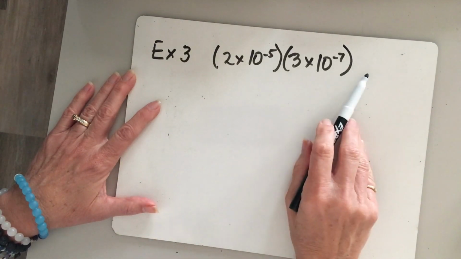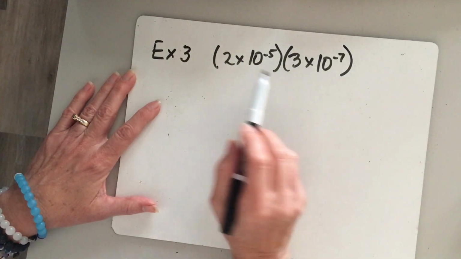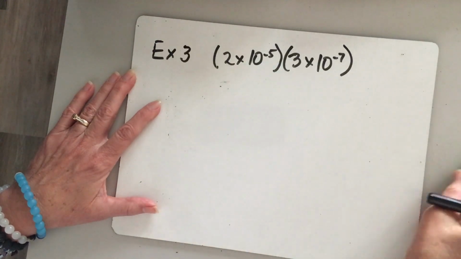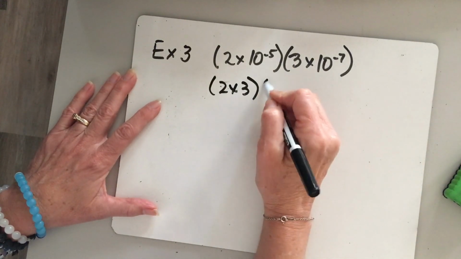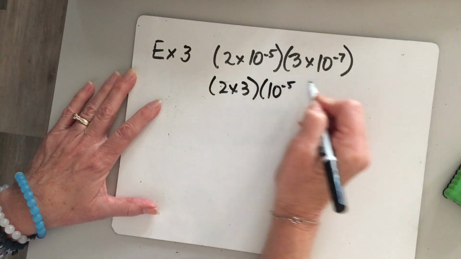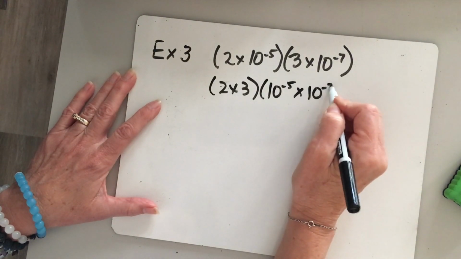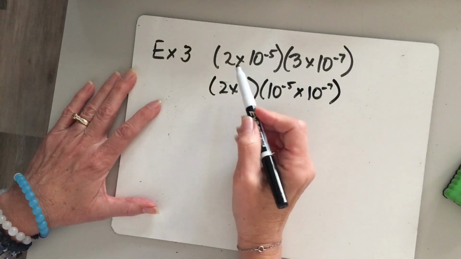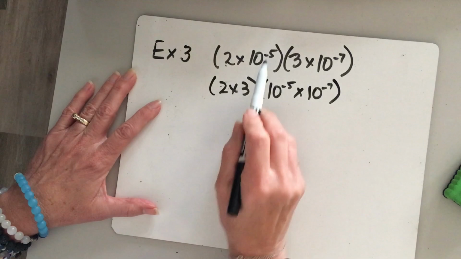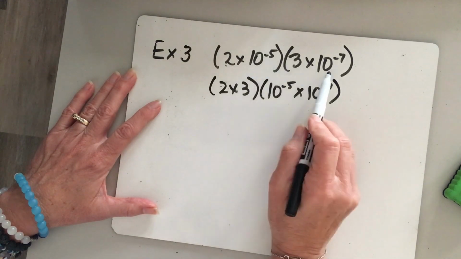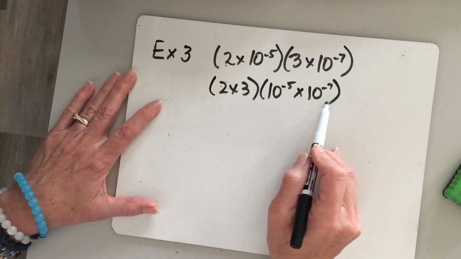Here is example 3. I'm going to do what I did last time, but I'm going to rearrange it and group it together. So we have 2 times 3, and you might have already seen this. I'm just writing it just so you can really see it and it makes sense to you. So all I've done is I've just copied everything. I've taken the 2 and the 3, I put that together. I've taken 10 to the negative 5th and 10 to the negative 7th, and I put that together.